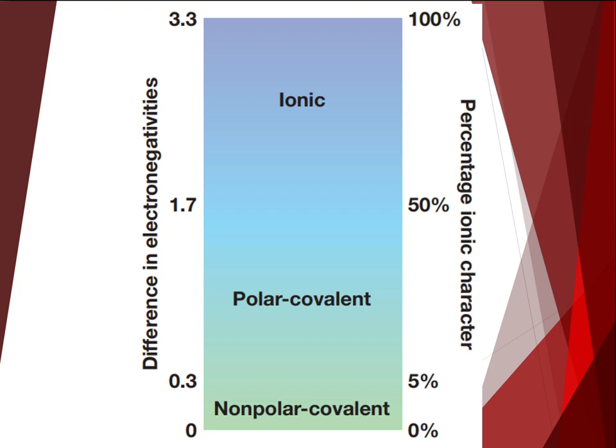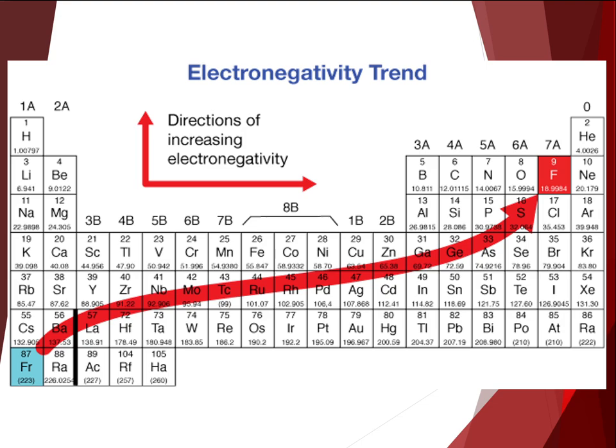For example, fluorine, which has an electronegativity of 4.0, will form an ionic bond with nickel, which has an electronegativity value of 1.8. The difference between these two values is 2.2. On the other hand, phosphorus, which has an electronegativity value of 2.1, will not form an ionic bond with nickel because the difference between these two values is only 0.3.